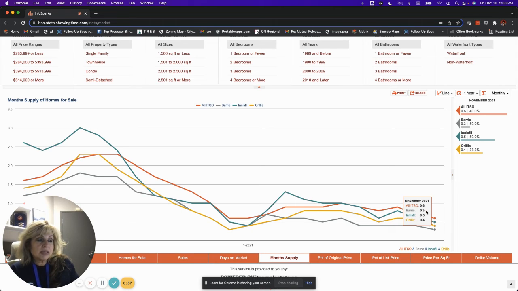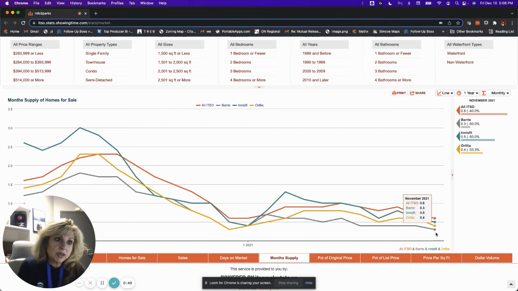So again, months of supply, that's why it matters. It's never been this low. It probably will never be this low. I imagine in January, once Christmas is over, more people will start listing their homes and so on. But for now, if you're thinking of listing, this is your time. This is the time to make the magic happen.